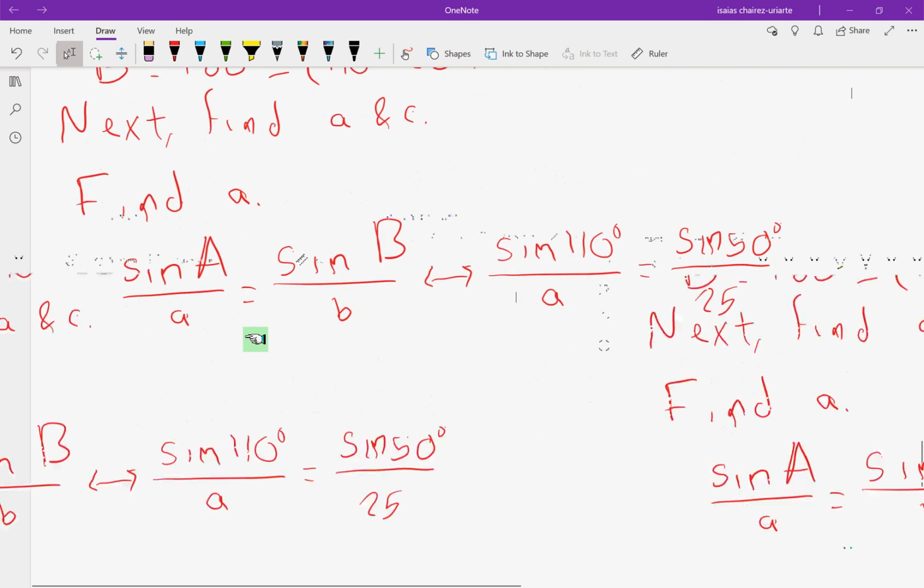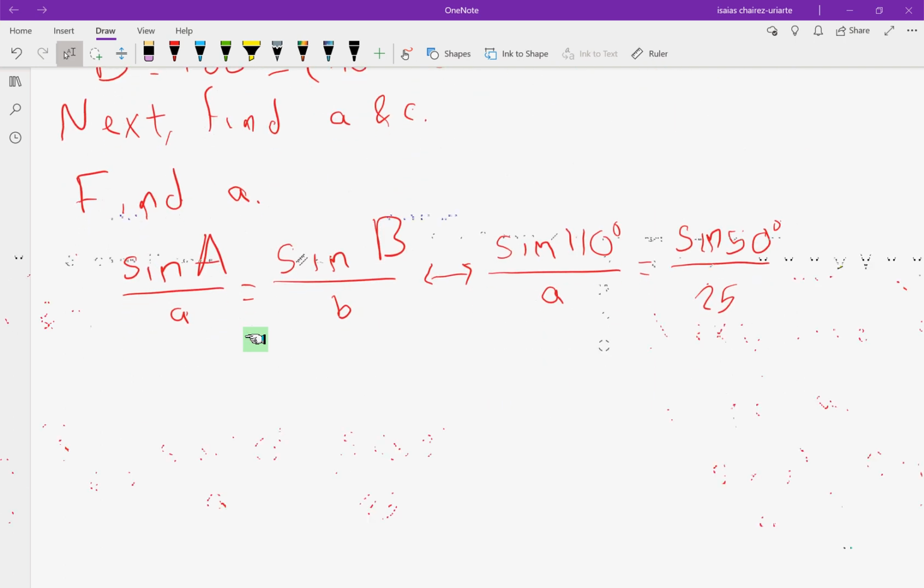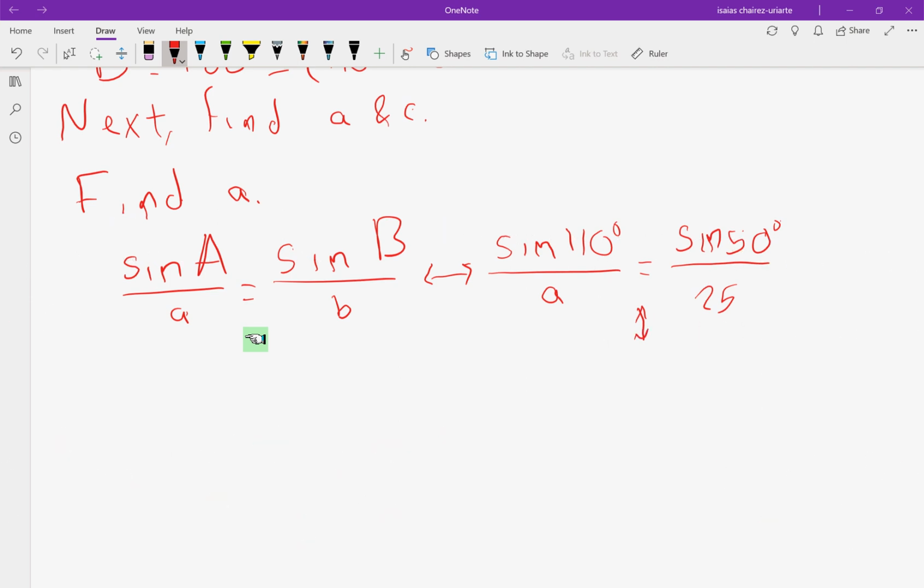All right, so let me solve for A. So how do I solve for A? In order to solve for A here, what I'm gonna do is multiply both sides by A. So it's going to look something like this. Sine of 110 degrees. Excuse my penmanship, I'm still getting used to this writing on my screen business. I hope to get better. And this is equal to sine of 50 over 25, and all of this times A. See, all I did there was multiply both sides by A.